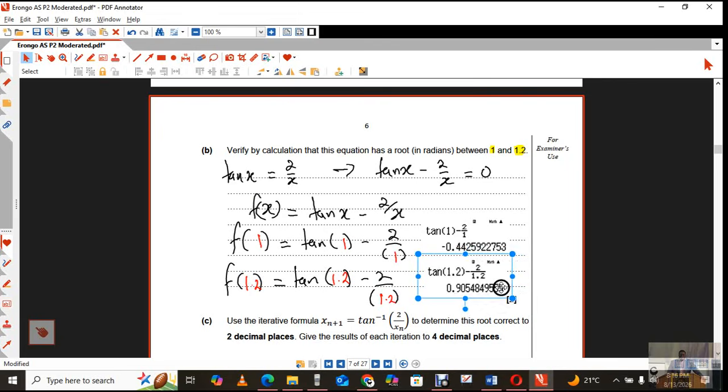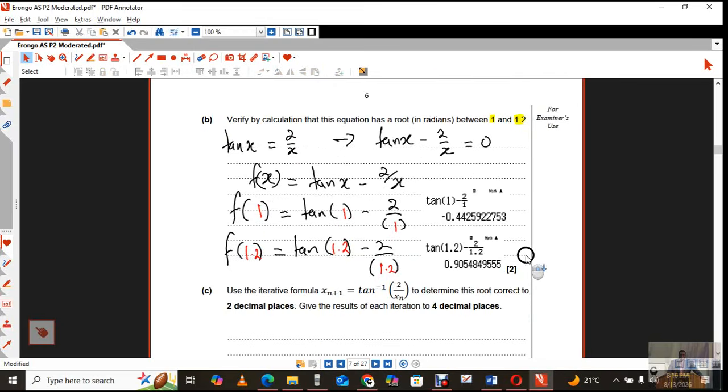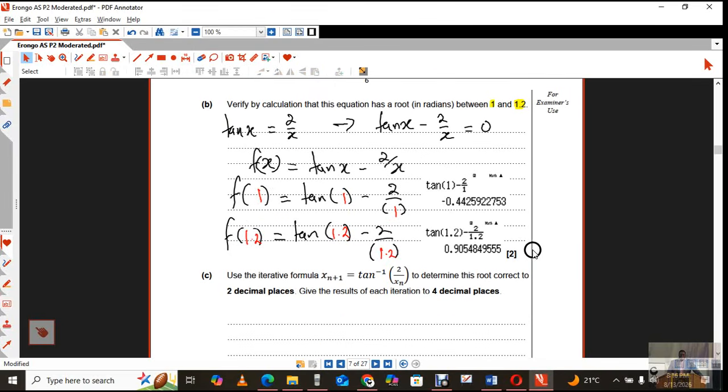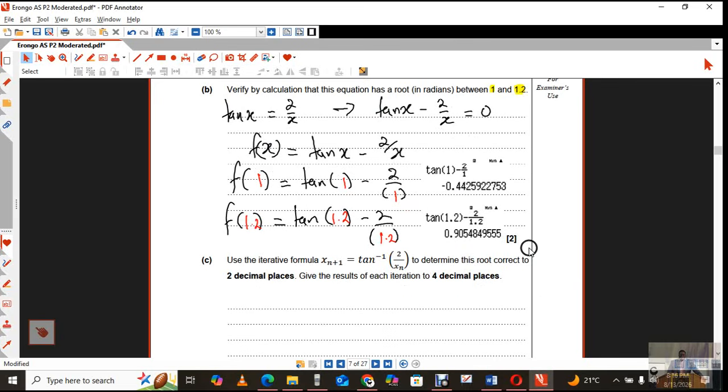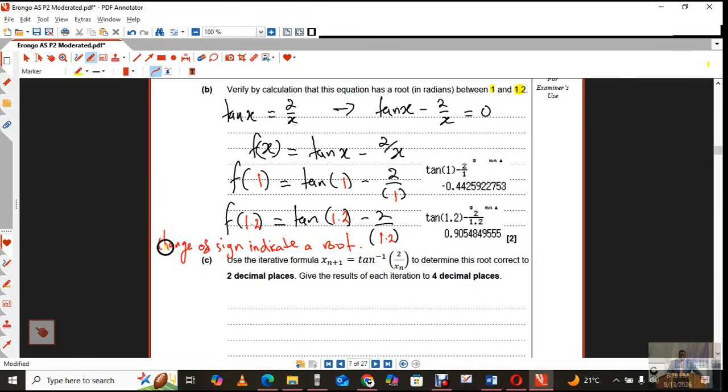So there is a change in sign. Can you see that? The sign changed from negative to positive, and that change of sign indicates the presence of a root. So you can just write that in. Squeeze it in here: change of sign indicates the presence of a root. Good. So that was 2 marks.